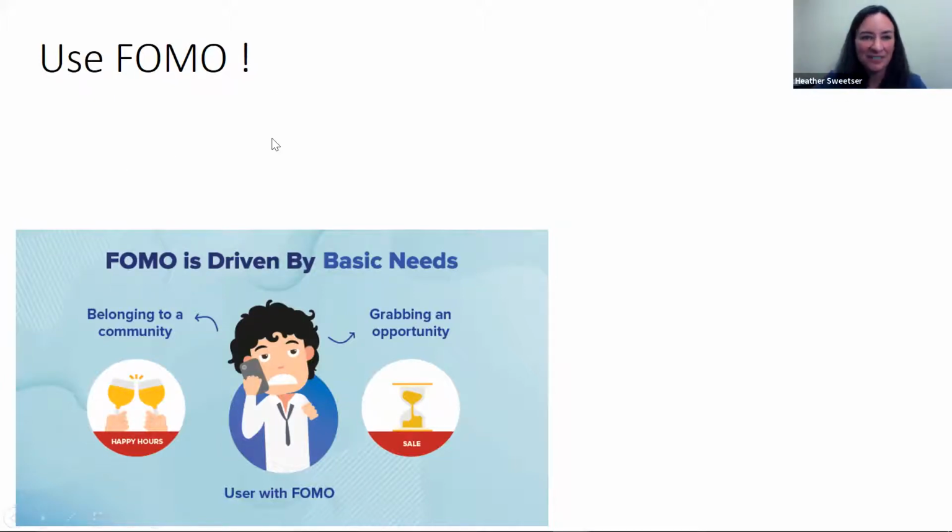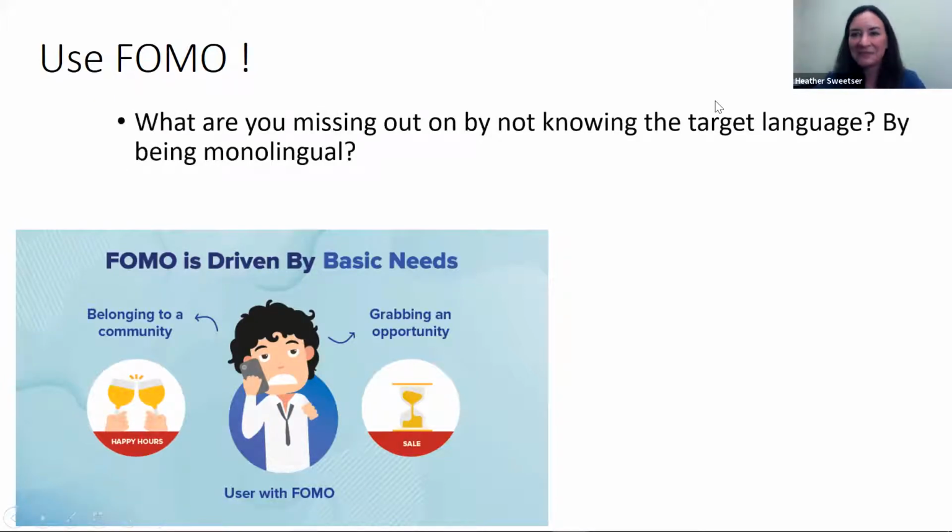So FOMO, what is this? It's the fear of missing out. The idea is, what are you missing out on by not knowing the target language or by being monolingual? Not saying our students are monolingual, of course. A lot of our students come into the classroom, especially in New Mexico, already bilingual. But what else don't they know? You've got to find out. Who aren't you meeting? Who's not your friend now because you don't, I mean, just by sticking to certain languages.